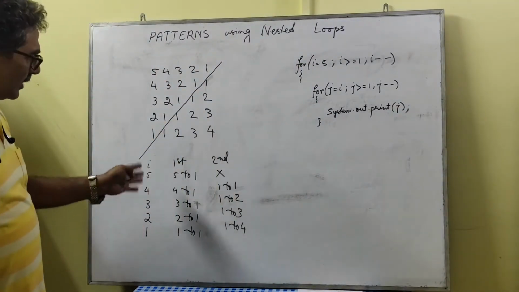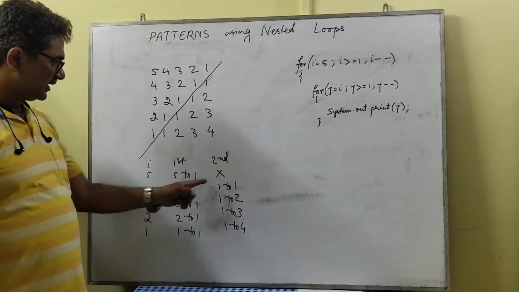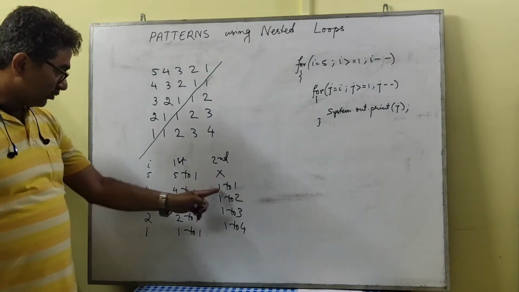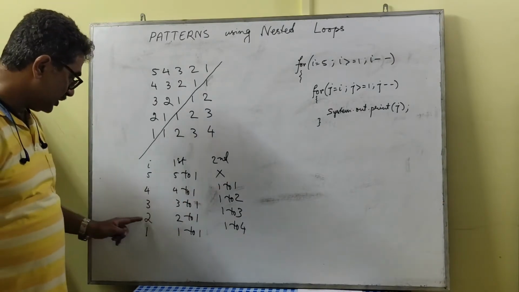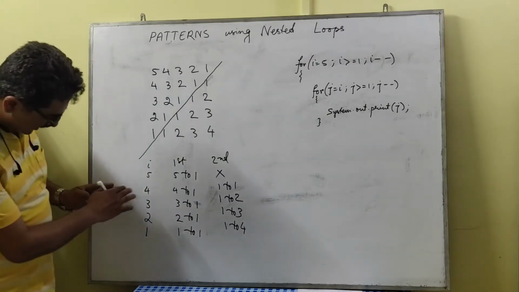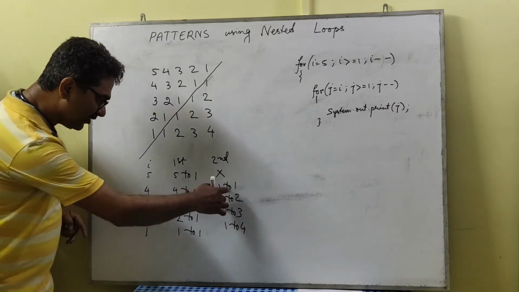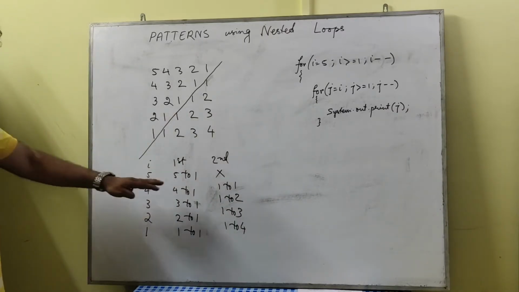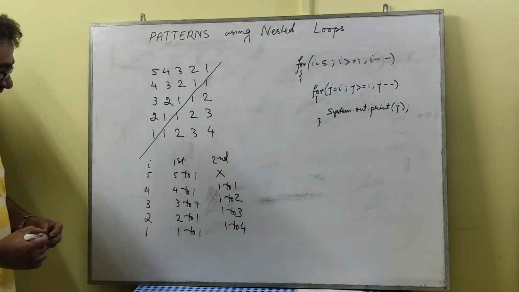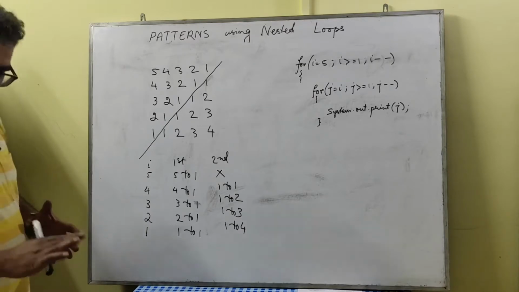Okay, now talking about the second half. When the value of I is 5, nothing gets printed as usual. When I is 4, 1 to 1, 3, 1 to 2, 2, 1 to 3, 1, 1 to 4. Now, you cannot directly relate the value of I with this inner loop. You see, it looks quite different. 4, 1 to 1, 3, 1 to 2. It's neither ending or beginning at I. Neither one less or one more than I.